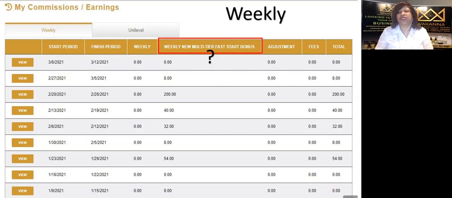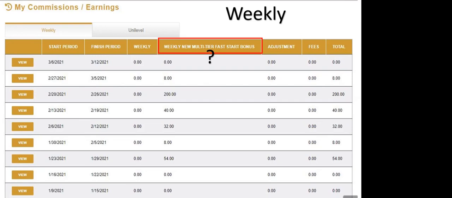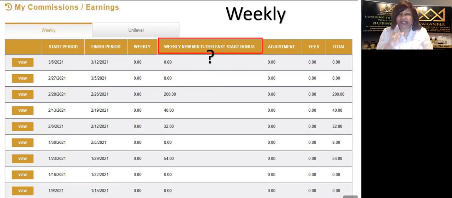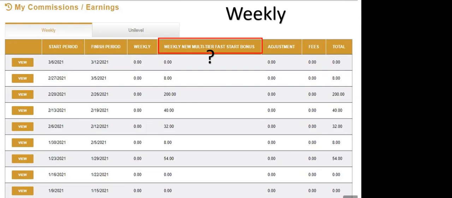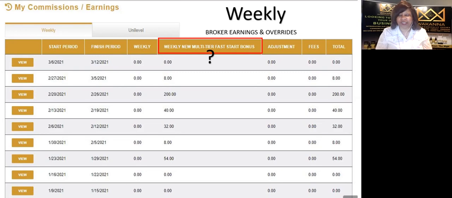Okay, so here's how I learned it. The multi-tier throws you off. The word fast start. What did I tell you? What money is fast start? What money is paid out weekly? The weekly is what they buy every week. The fast start is the $200. It's the broker earnings, that's the technical term for it. It's the broker earnings and the broker overrides.